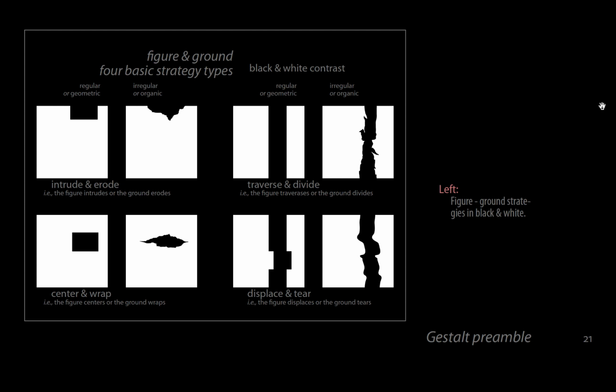In the bottom left, you've got a center and a wrap. So again, just by the type of figure or the way that it's placed on top of that white square, it looks like this black figure is either centered on the white square or it's wrapping that white square. And then to the right of that, you've got displace and tear. So just the way that very simply you've got a black figure on top of a white square, you get all of these different readings.